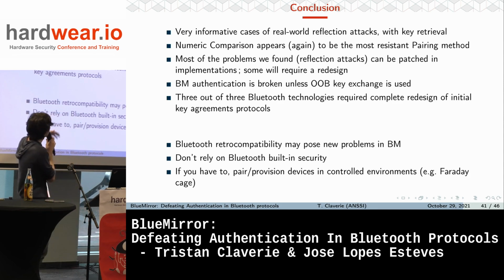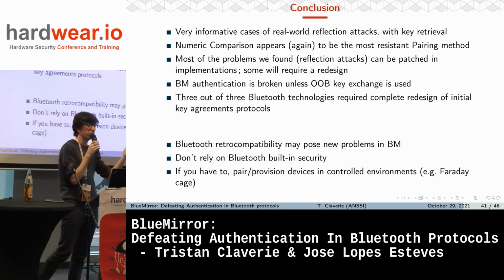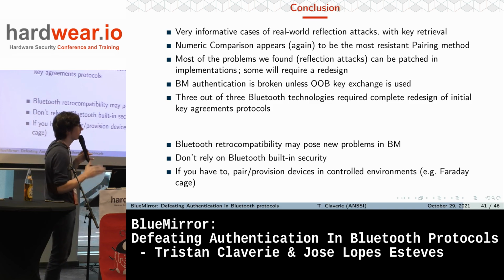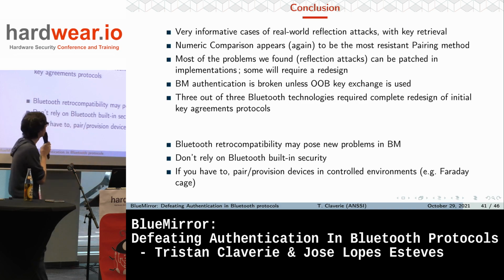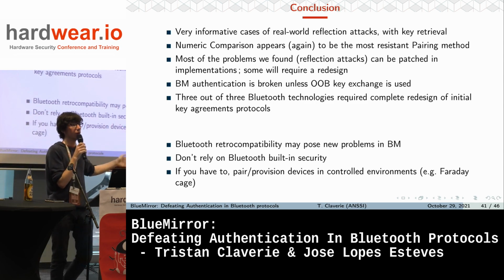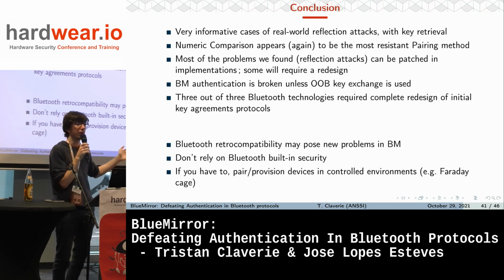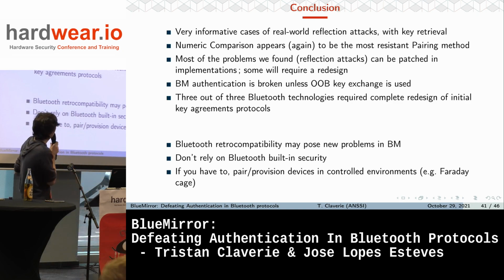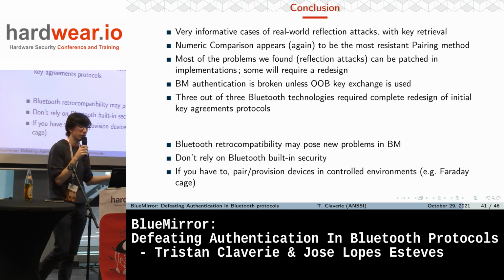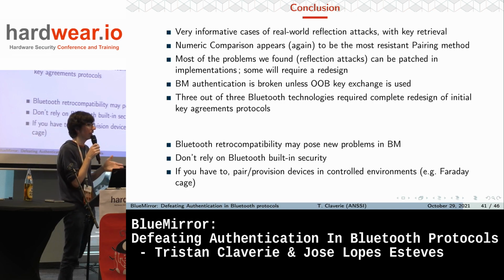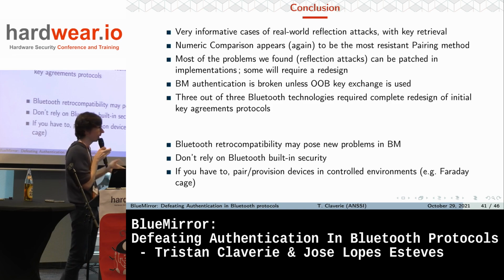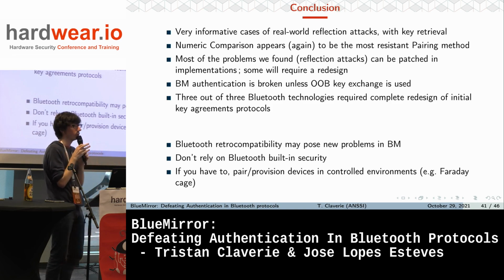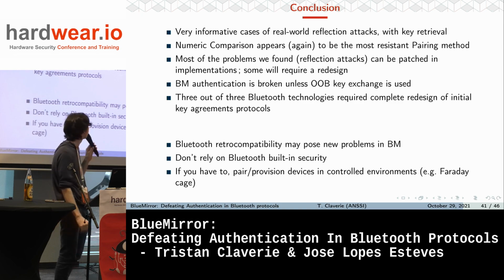We've seen that numeric comparison, which is a secure protocol, could not be successfully attacked, and actually there are no major flaws in that protocol yet. Hopefully, most of the problems we found were reflection attacks, hence they can be patched in implementations. And for Bluetooth Mesh, we show that the authentication of Bluetooth Mesh is broken, and therefore it will require a specification update to modify that.